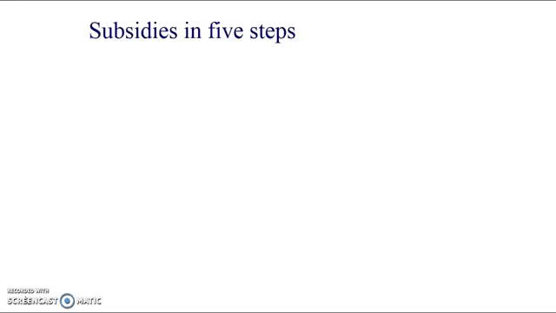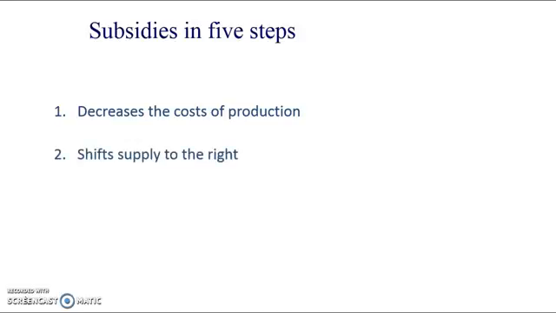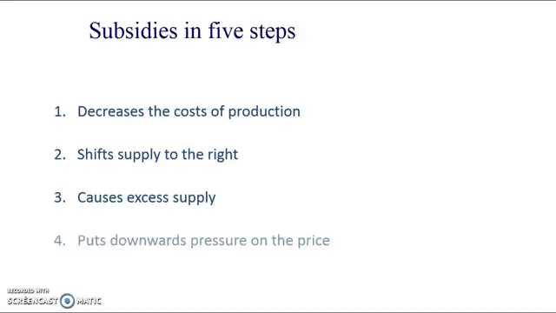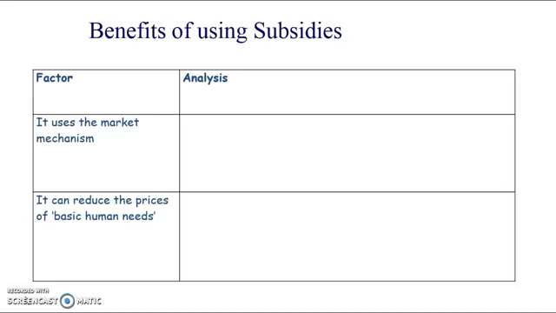A diagram's great, but this is the most important part if you're going to put a diagram into your essay or your answer, because you need to explain how it works. So firstly, it decreases the cost of production. Cost of production, really important phrase to get in. This means that supply shifts to the right. This causes excess supply because initially the prices won't automatically adjust. The excess supply puts downwards pressure on the price, and this increases the equilibrium quantity, which is what we're trying to do, because when we're applying subsidies, we're trying to reduce the underconsumption or underproduction.